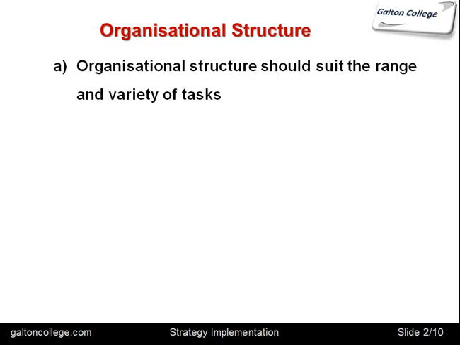So to start, organizational structure should suit the range and variety of tasks. It's clearly the case that, for example, a large company will have a more complex structure than a small company. Let's say a large engineering company may have many departments. So the organizational chart for a company like that will show the person at the top, the CEO or the managing director, however the designation is dealt with.